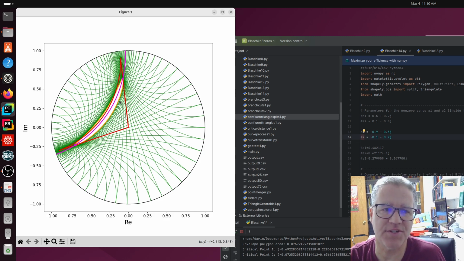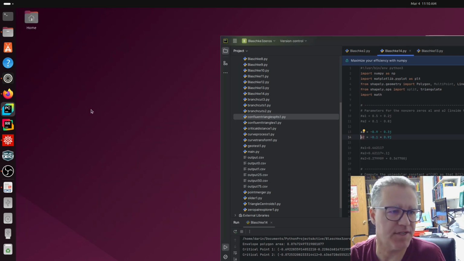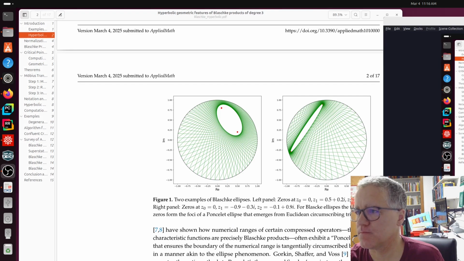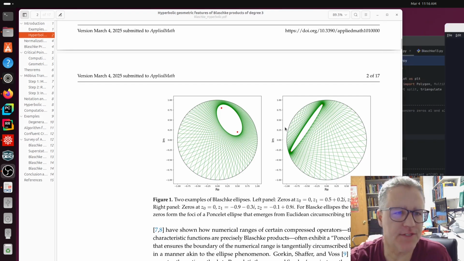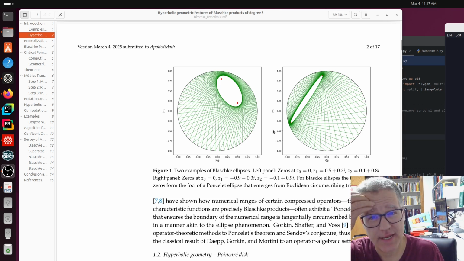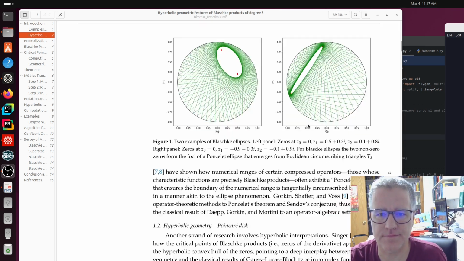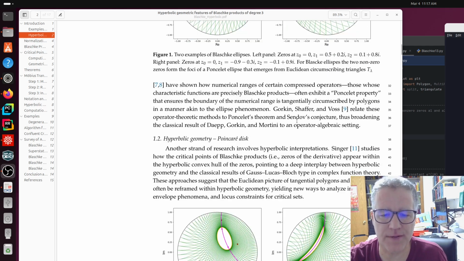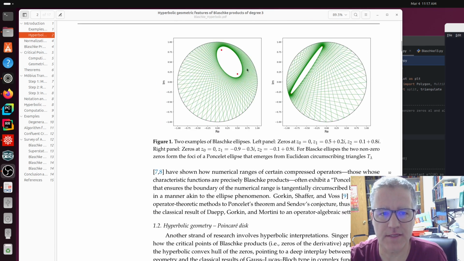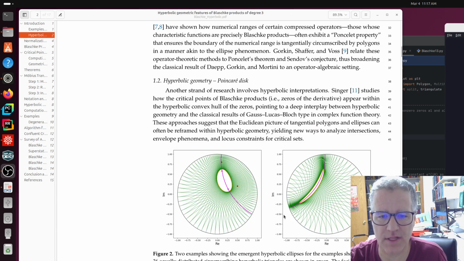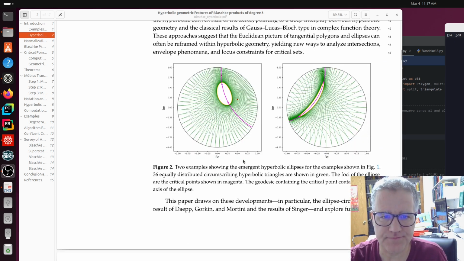Quite distorted, but still behaving the way it's expected. All right, so let's look at some other cases here, and I'm going to just open up my notes. All right, so these are just some notes here, and here's what we just saw on the Python program, both the Euclidean and the hyperbolic ellipses here.